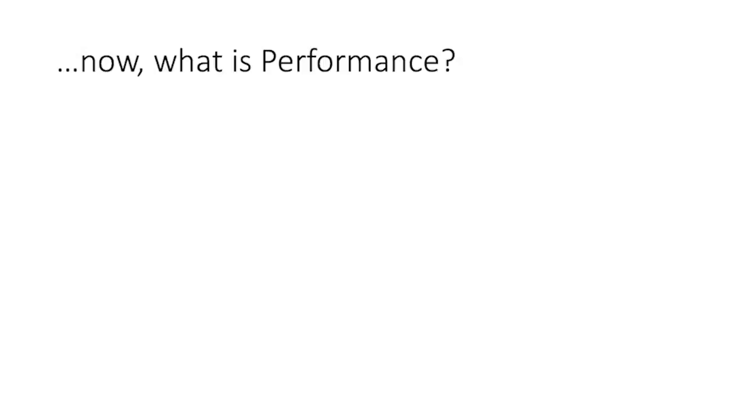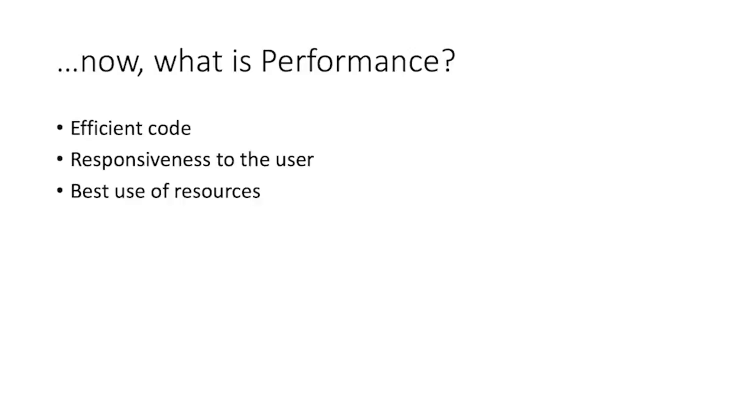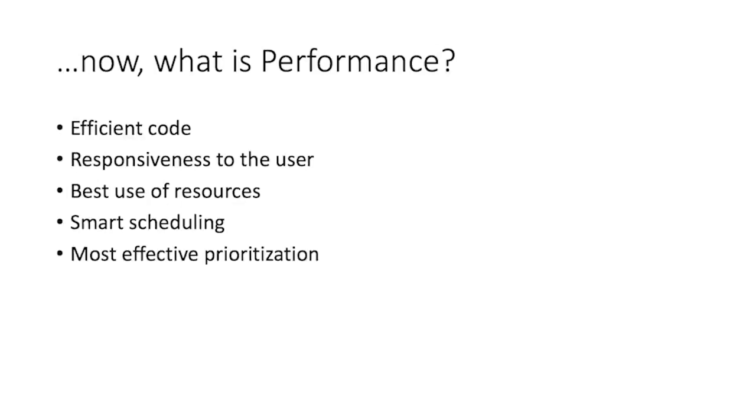Alright, so now that we know what TA is, what exactly do we mean by performance? Well, we could mean efficient code, or user responsiveness, or making the best use of resources, or scheduling operations in a smart way, or prioritizing important or user-facing actions over those that can wait or aren't user visible.